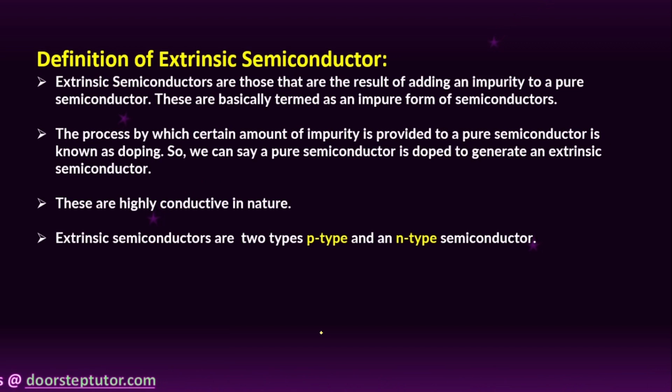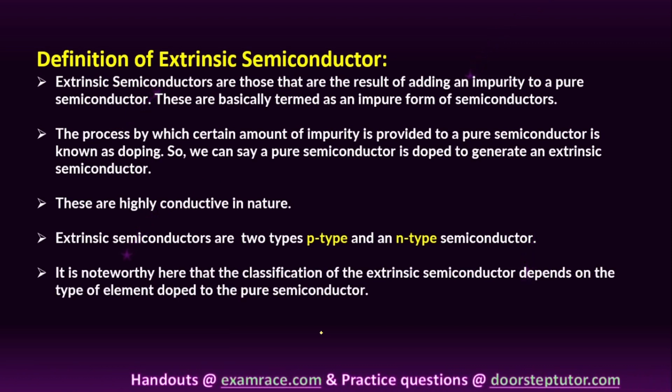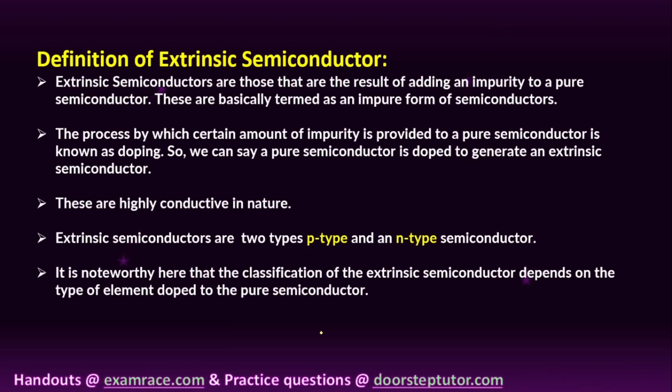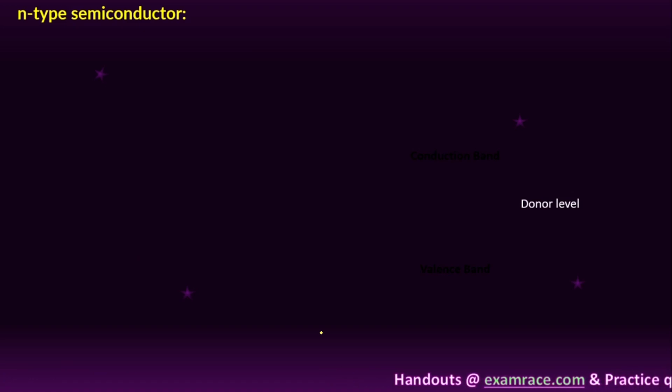Extrinsic semiconductors are of two types. One is the p-type semiconductor and another one is the n-type semiconductor. It is noteworthy here that the classification of the extrinsic semiconductor depends upon the type of element doped to the pure semiconductor. That is very important, right? Then we will move to the n-type semiconductor.